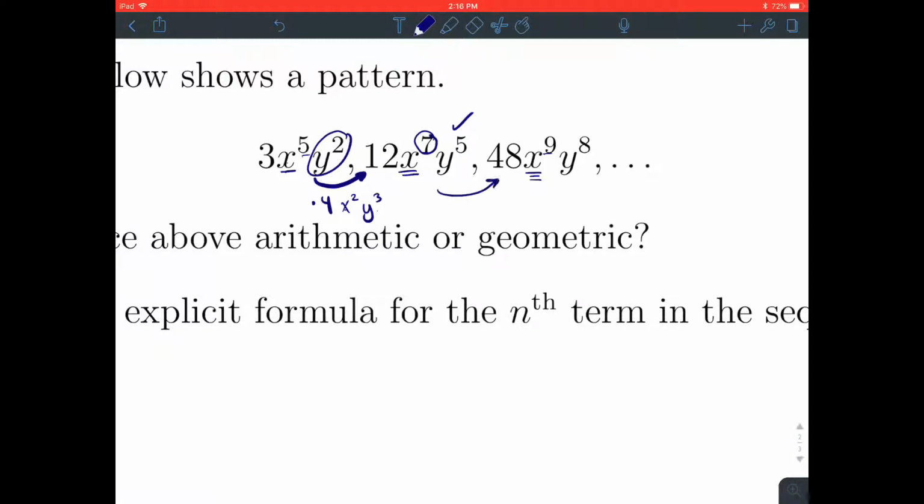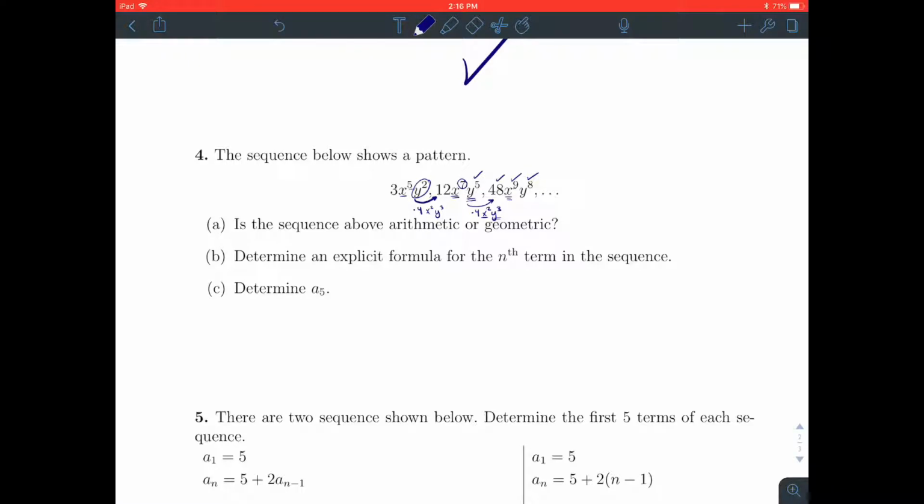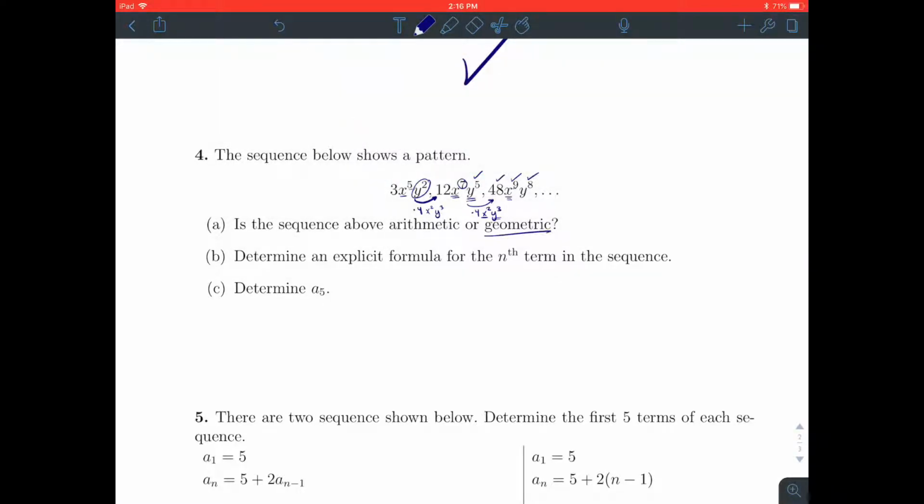So it looks like we found a pattern that works for the first one. Let's test to see if it works here. So 4x squared y cubed. 12 times 4 is 48. X to the 7th times x squared is x to the 9th. Y to the 5th times y cubed is y to the 8th because you add the exponents. So we found the pattern. It seems like it's multiplication by 4x squared y cubed. Because it's a multiplicative pattern, it's geometric. It has a common ratio, and this is the crazy part, a common ratio of 4x squared y cubed.